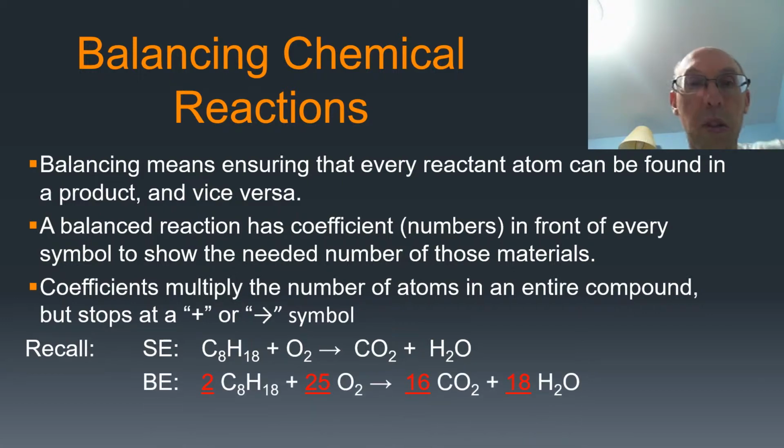Now we can look at some of these coefficients. If I look at carbon, I have 2 times the subscript 8, which is 16 carbon on the left, and I can see 16 on the right side of the equation, to the right of the reaction arrow, times the 1 understood after the carbon, which is 16 carbon. The hydrogens, 2 times the 18 gives me 36, and again 18 times 2 for the hydrogen on the water side is 36. Oxygen, 50 on the left, 25 times 2. 16 times 2 is 32, plus another 18 is 50.